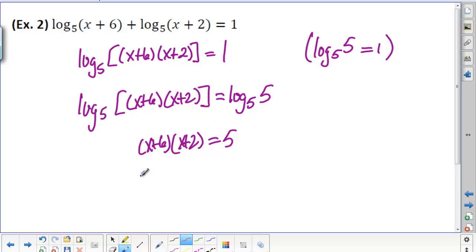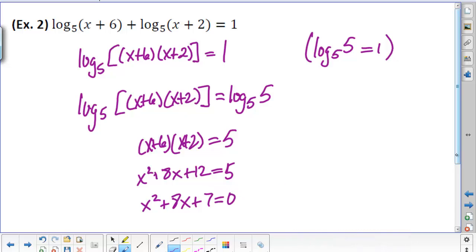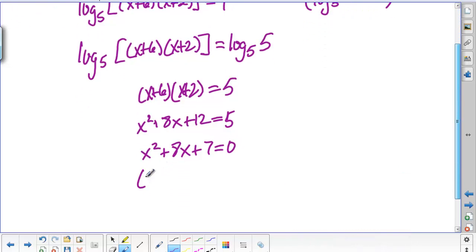So let's FOIL this out. Whoops, let me get my other color. So x squared, that's going to be plus 8x plus 12 equals 5, and then subtract 5 from both sides. Set it equal to 0. We can now factor that.